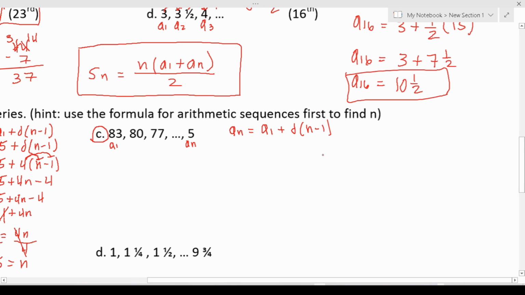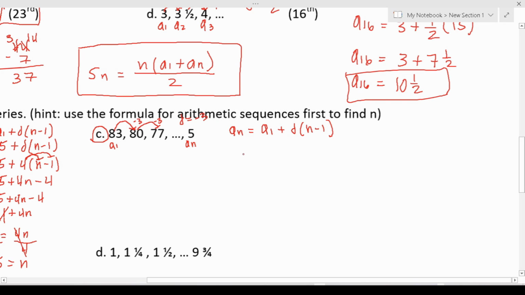Again, we're trying to figure out what n is. We know what a sub 1 is. It's 83. And to find d, or the common difference, we're just asking ourselves, what does it take to go from term to term in this arithmetic sequence? To go from 83 to 80, we subtract 3. To go from 80 to 77, we subtract 3. So the common difference is negative 3.